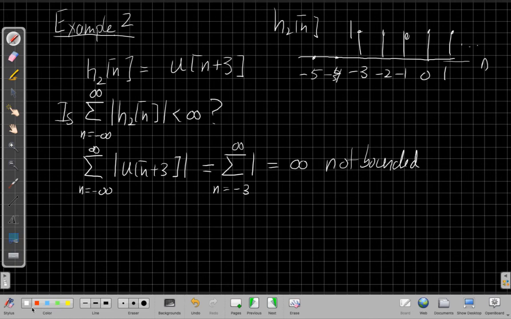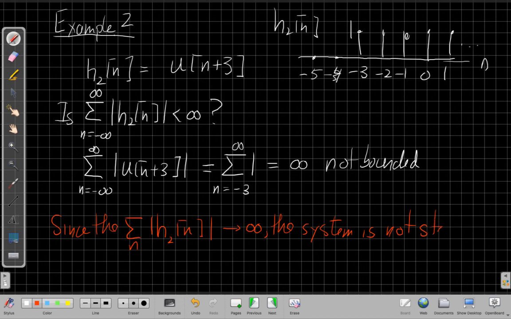So we can say, since the sum over all n of the magnitude of h2 of n goes to infinity, the system is not stable. So bounded inputs could give me unbounded outputs.